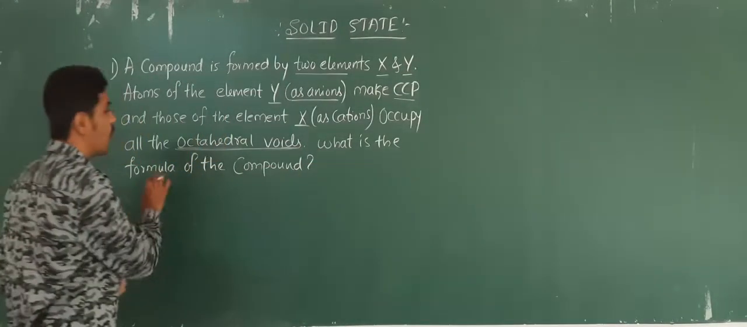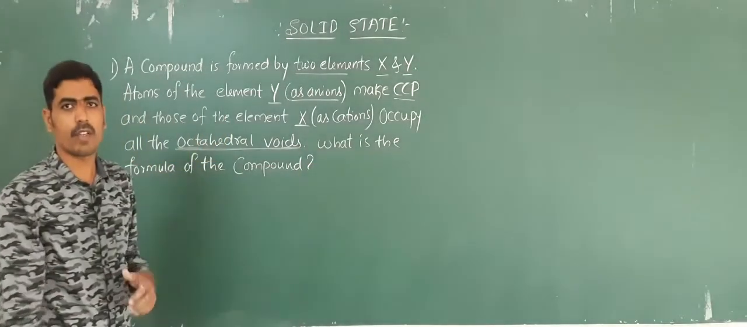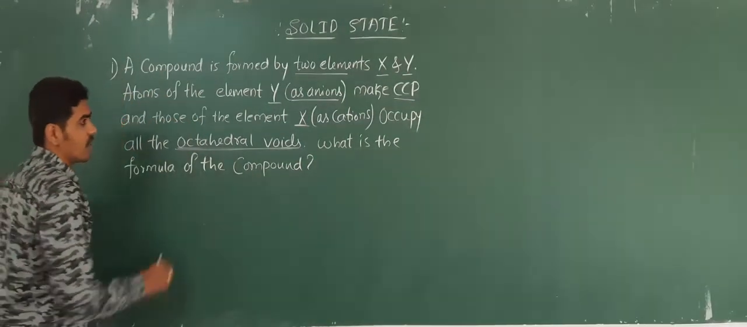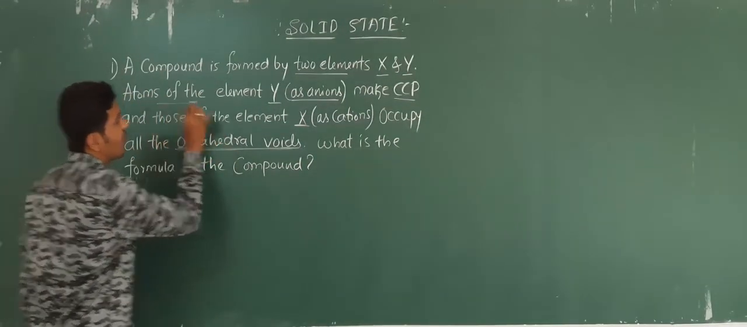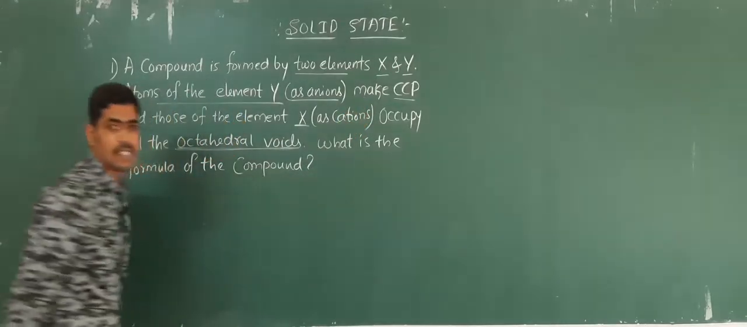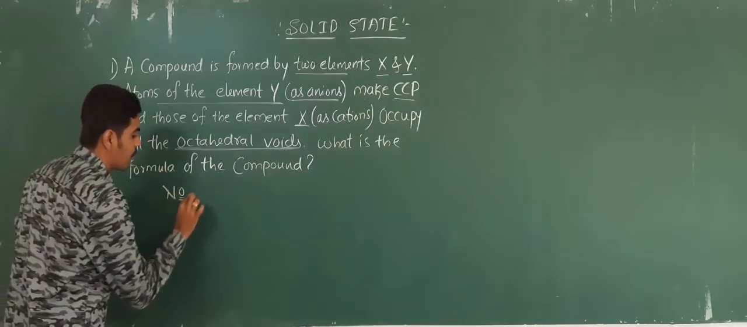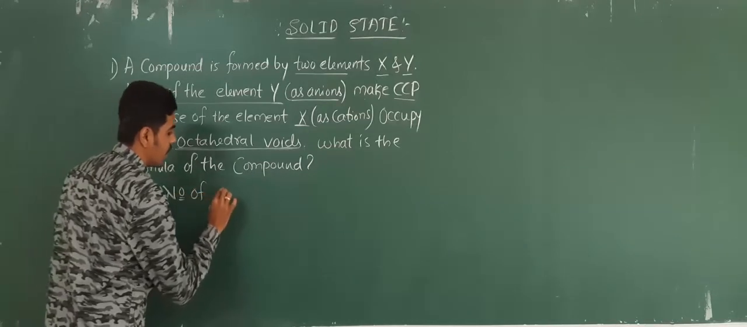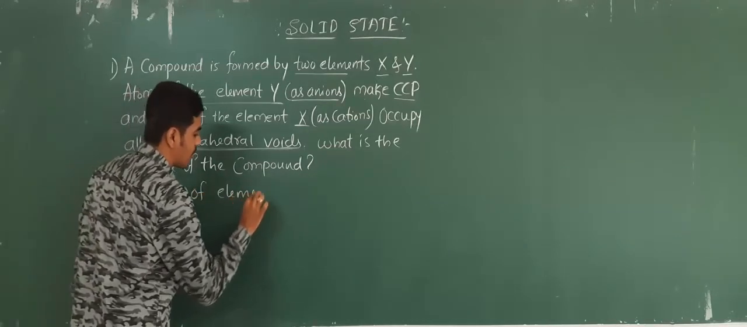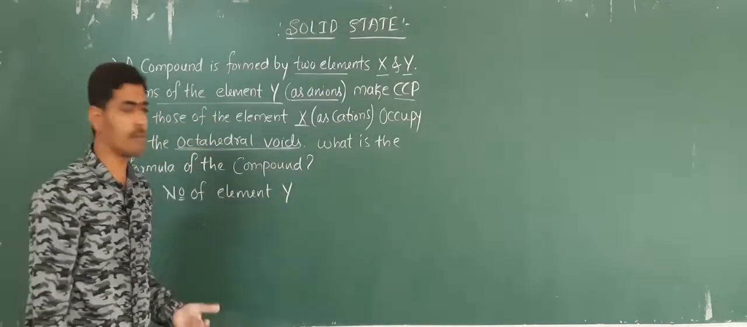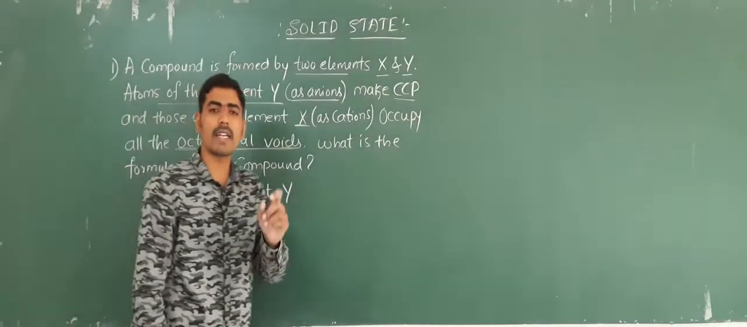What is the formula of the compound? Just write it down. Y element makes CCP. So how many atoms of Y are present?